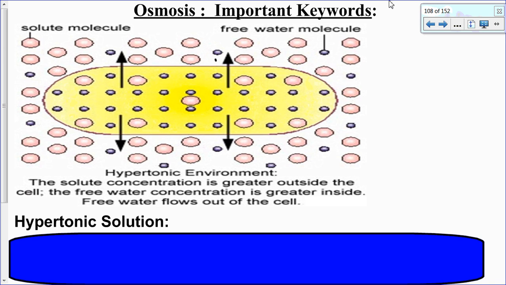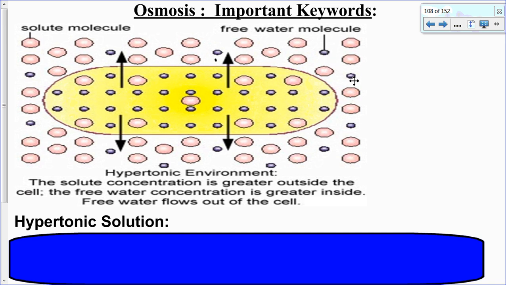And let's look at this cell. This cell is being represented here by yellow. And here's the cell membrane, this thin line around it. And they're showing arrows, and the arrows are representing which way water would flow. So let's look at this diagram a little bit closer.